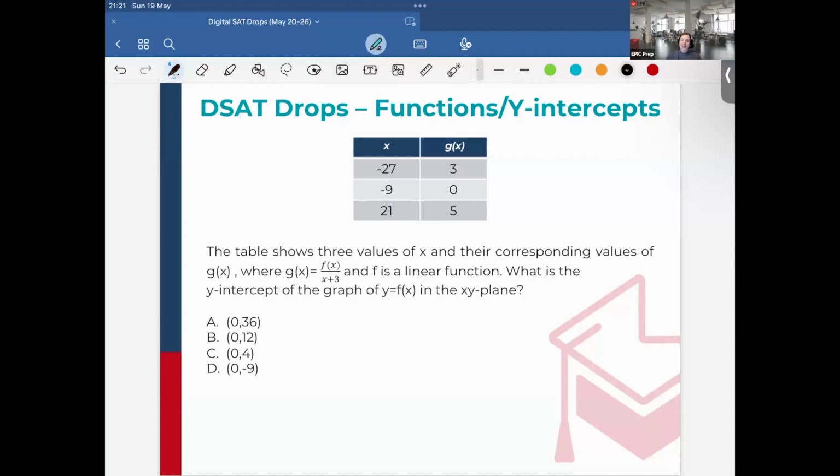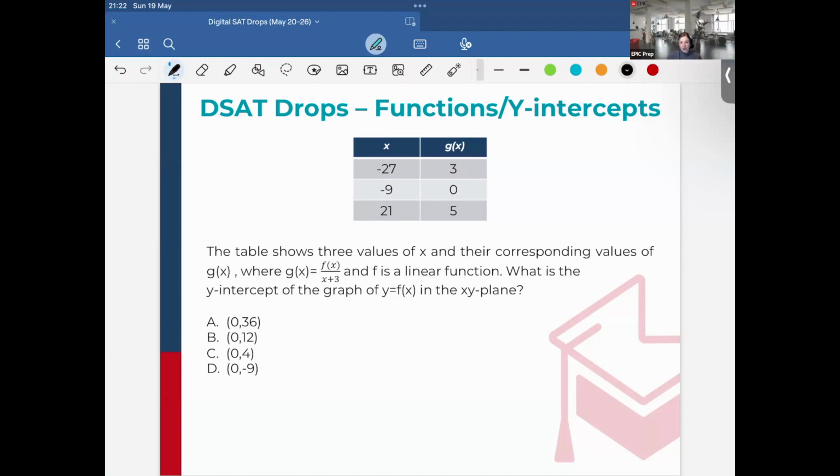Okay, so let's check out this question. So here we're given a table. We have x and g of x, and it says the table shows three values of x and their corresponding values of g of x, where g of x is equal to f of x over x plus 3, and f is a linear function.